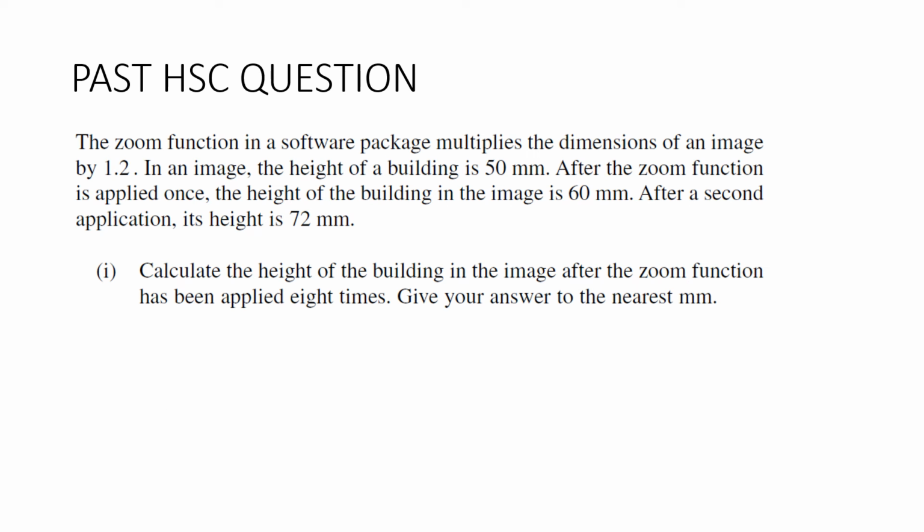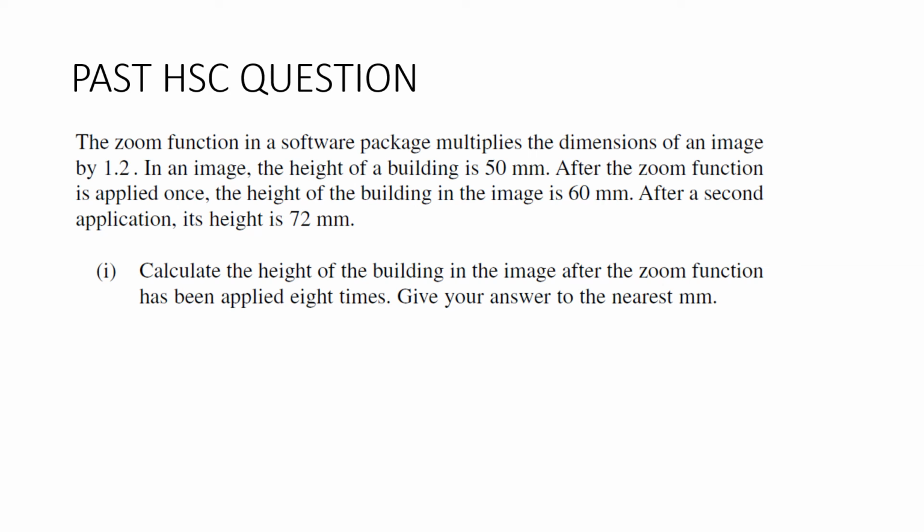Okay, let's finish with a past HSC question. The zoom function in a software package multiplies the dimensions of an image by 1.2. In an image, the height of a building is 50 millimeters. After the zoom function is applied once, the height of the building in the image is 60 millimeters. After a second application, its height is 72 millimeters. Part 1, calculate the height of the building in the image after the zoom function has been applied 8 times. Give your answer to the nearest millimeter.